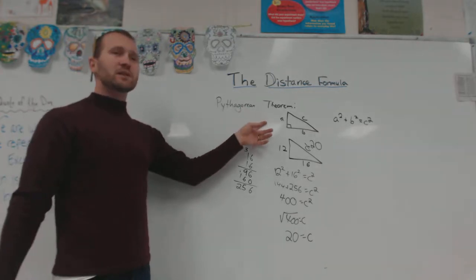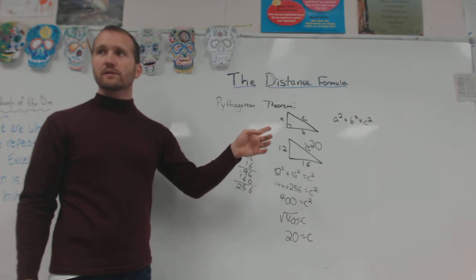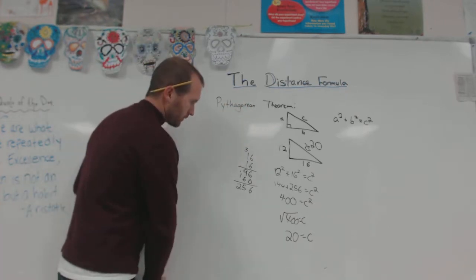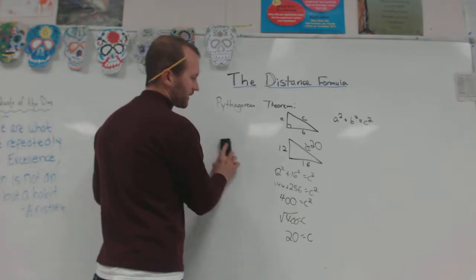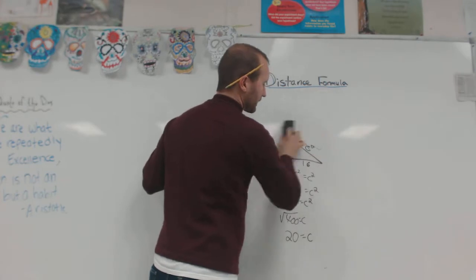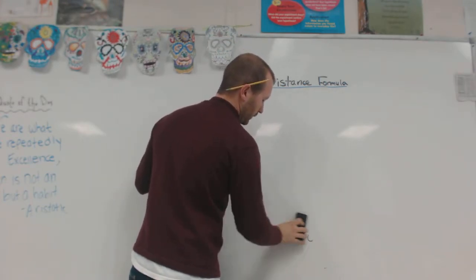But it actually is way more useful than just in right triangles. And the distance formula is one reason why. So we're going to kind of extend the Pythagorean theorem today, using what you now know about radicals in a slightly different way.